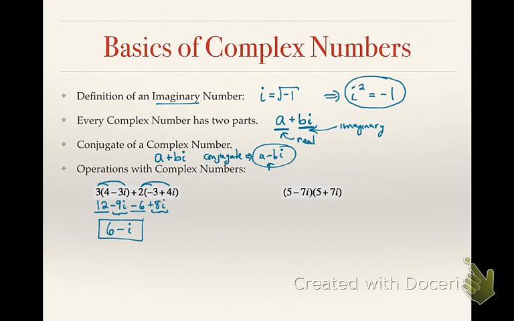If you look at the second example, 5 minus 7i and 5 plus 7i, you may notice these are conjugates of each other. So let's see what happens when we multiply them.